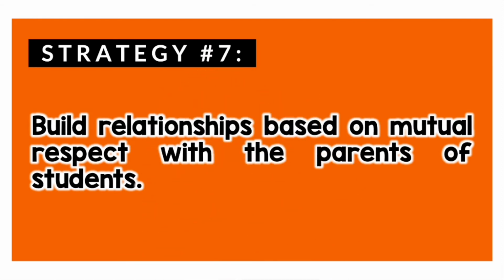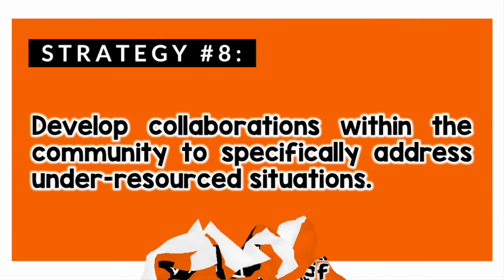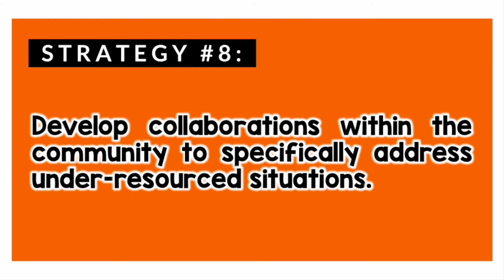Strategy number 7, we need to build relationships that are based on mutual respect, kind of like the relationships that we are to be constructing with our students, with the parents of the students. Remember, they need to be built on mutual respect. Strategy number 8, we need to develop collaborations within the community to bring awareness, to specifically address the under-resourced situations that are just rampant throughout the communities that we live in.